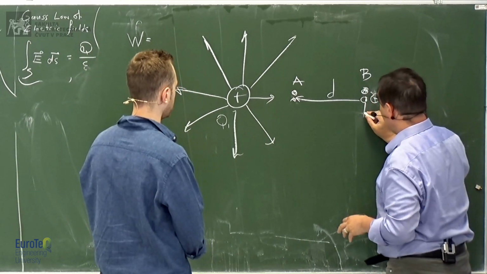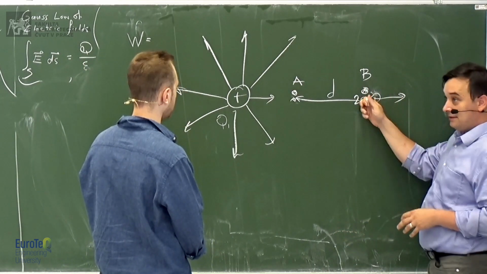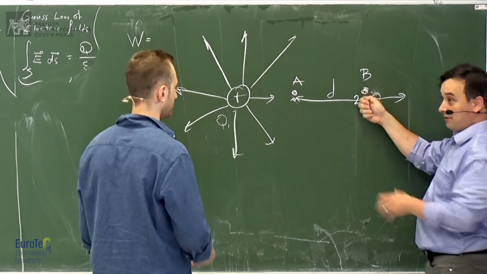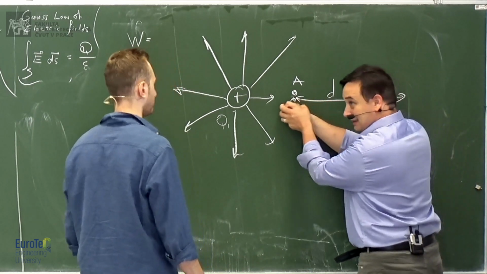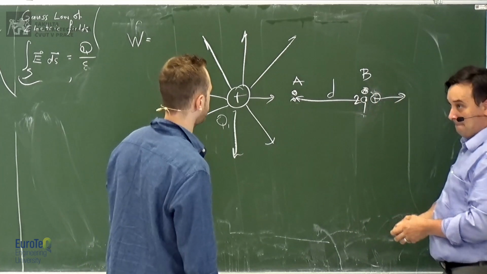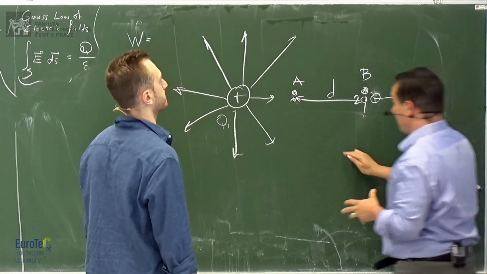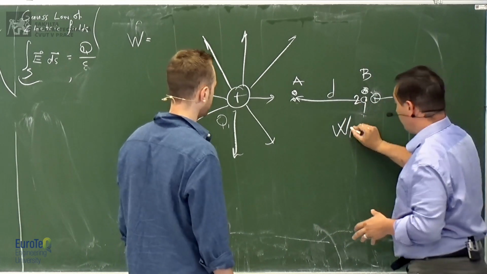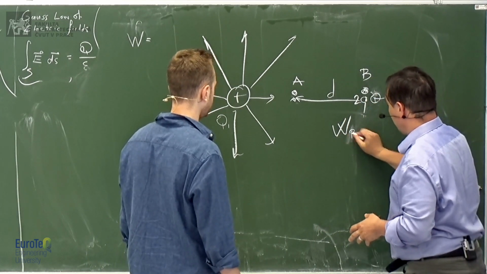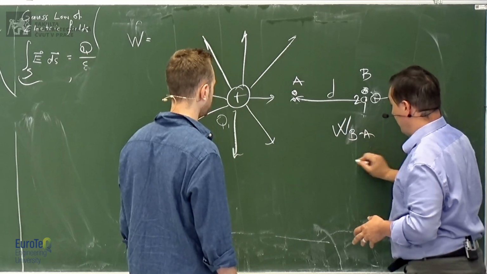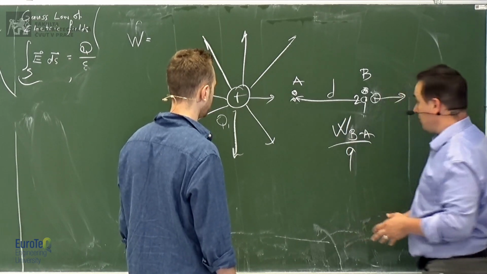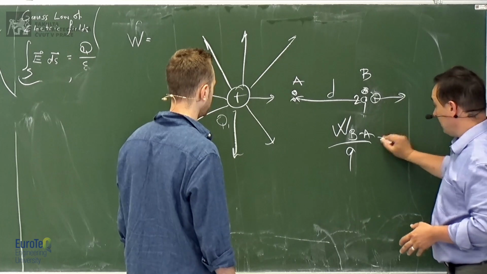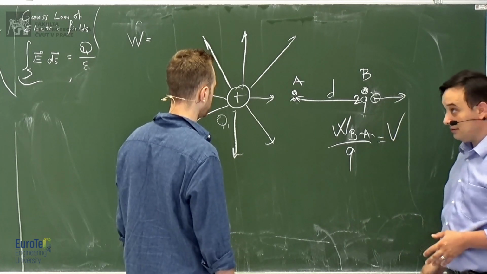If you double this, the force will be doubled, and then the double amount of work will need to be put into the charge. So if you take the work that you have to make to move the charge from B to A, divided by the charge that you put there, you get the voltage.